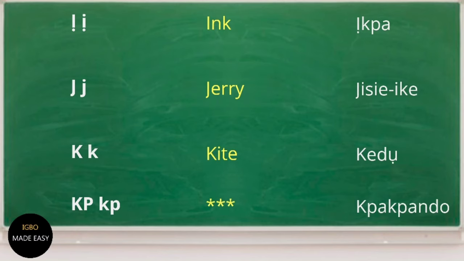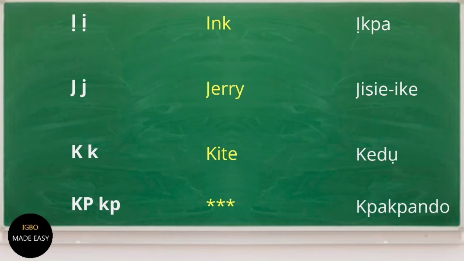The next one we have is K. K is the same regular sound of K in English, as you would have in kite, kettle, and kitten. So here, for example, we have kedu. Everyone of you here knows kedu. It's the first thing you learn in Igbo. Kedu, how are you, hello, and all what have you. So kedu is the sound, for example.